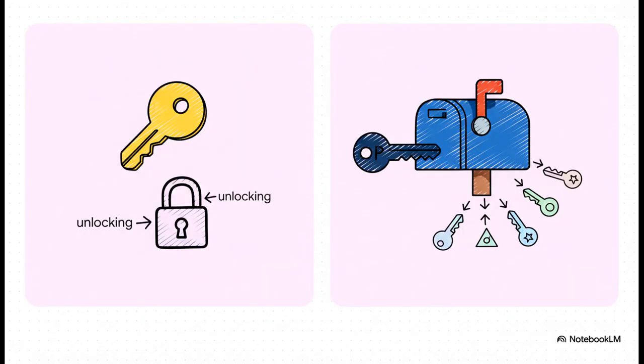Now you've basically got 2 main ways to sign these tokens. There's HS256, which is symmetric. Think of it like a house key. The same key locks and unlocks it. That's great for simple apps, monoliths, where one service is doing everything.